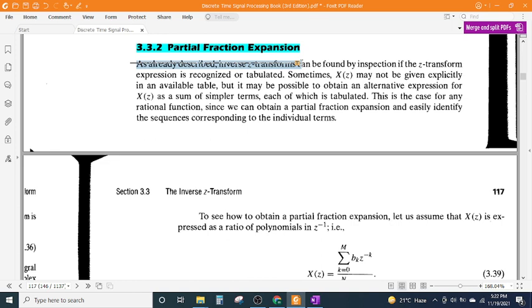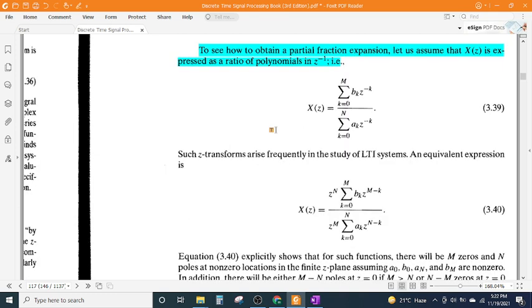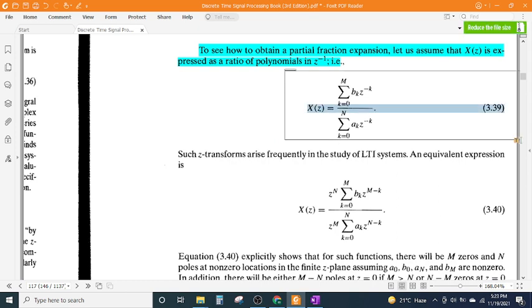To see how to obtain a partial fraction expansion, let us assume that X(z) is expressed as a ratio of polynomials in z^-1, that is, X(z) = (Σ_{k=0}^{M} b_k z^-k) / (Σ_{k=0}^{N} a_k z^-k) (3.39). Such Z-transforms arise frequently in the study of LTI systems.